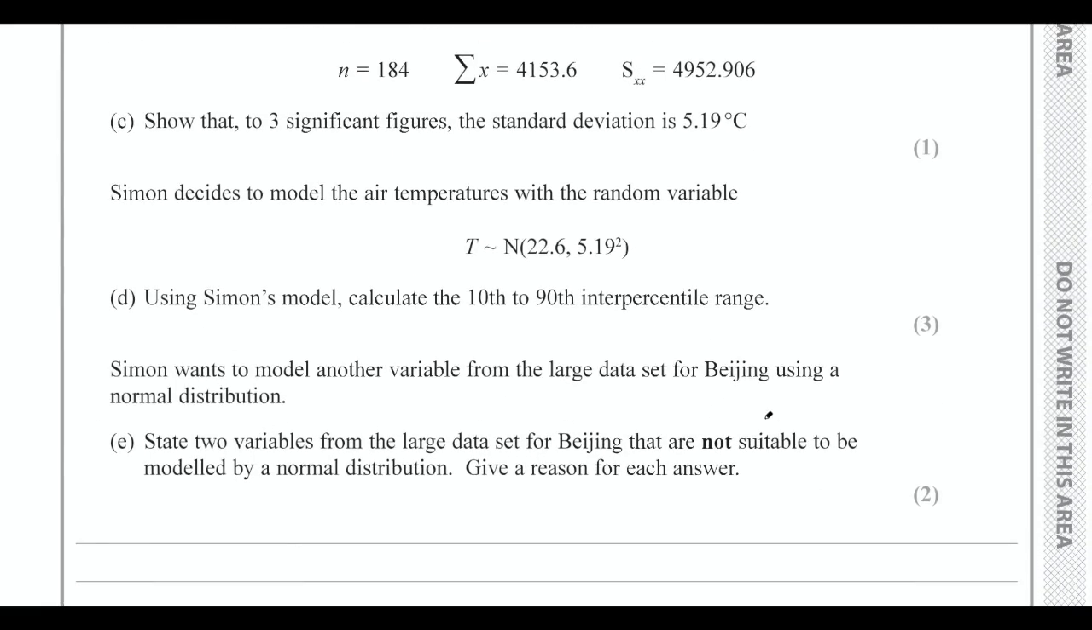Part E says Simon wants to model another variable from the large data set for Beijing using a normal distribution. State 2 variables from the large data set for Beijing that are not suitable to be modeled by a normal distribution. Give a reason for each answer.